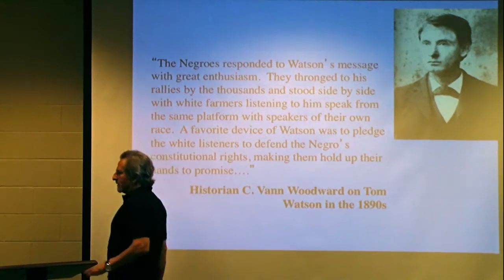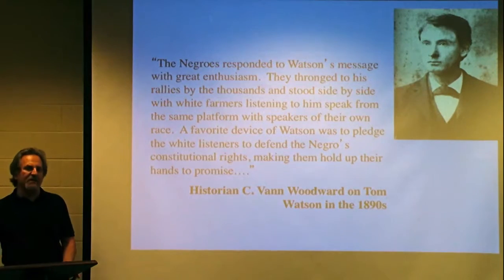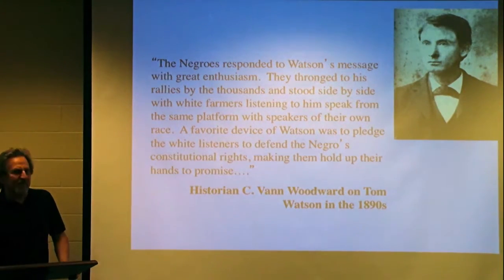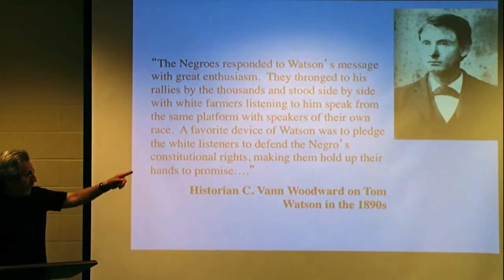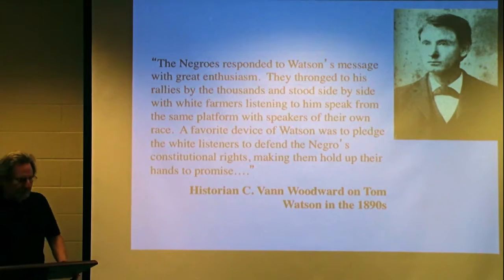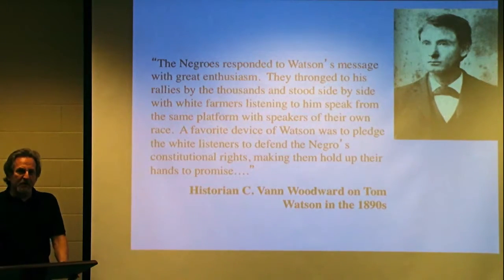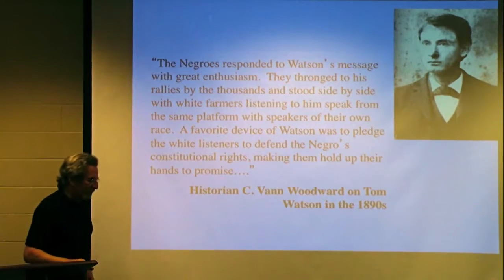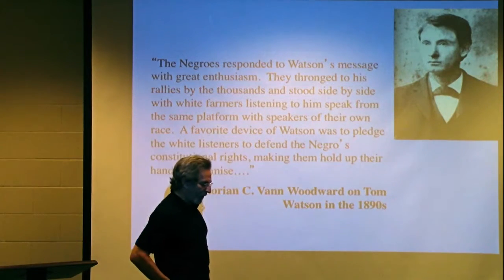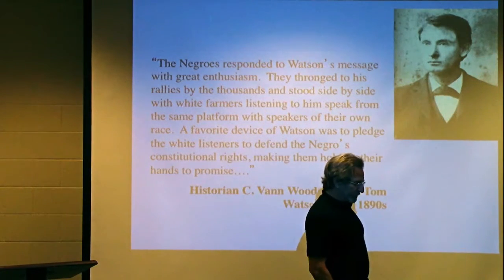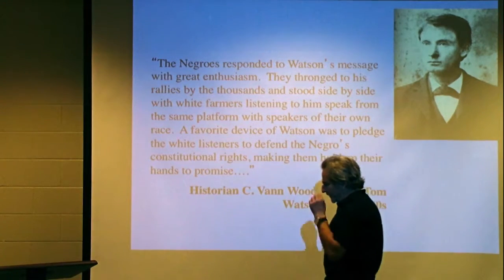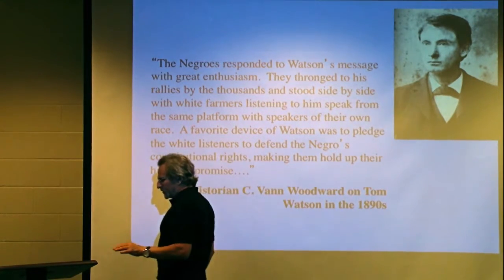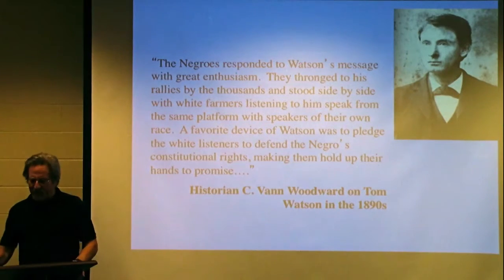And by loudly proclaiming this again and again, they scared the white farmers into voting not for Tom Watson, but for his segregationist white Democratic Party opponent. I want to pause here just to try to explain this.